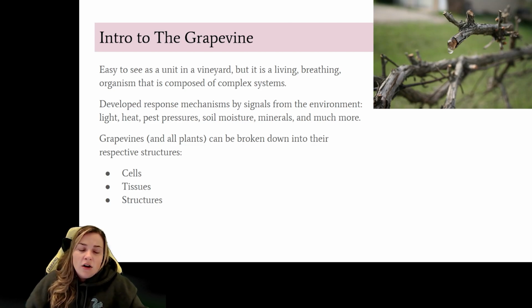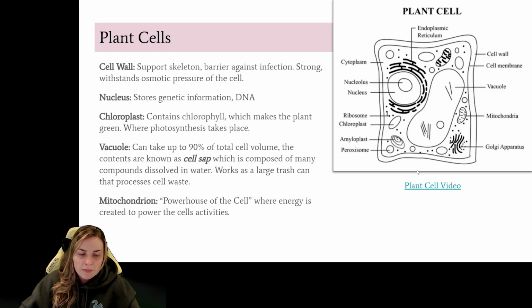So altogether, grapevines and all plants can be broken down into their respective structures: cells, tissues, and structures. Starting at the cell, it's the plant cell, and something that really defines the plant cell versus the animal cell is having a cell wall. The cell wall is the outermost part of a plant cell. It's a support skeleton. It's a barrier against infection. It's also very strong and withstands the osmotic pressure of the cell, osmotic pressure being like all the liquids in the cell. There's a lot of high pressure on that. It's just keeping that all cased in very nicely, right?